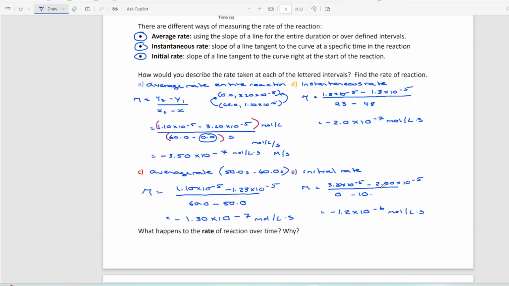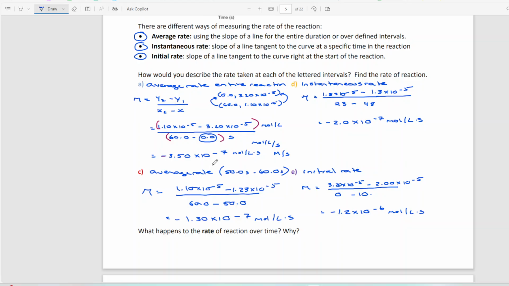So we've calculated 3 rates of reaction. We've got our initial rate at E, which started off at 1.2 times 10 to the negative 6. Then we did an instantaneous rate at D, which was negative 2.0 times 10 to the negative 6. And then we did an average rate C for the last 10 seconds of the reaction, where the reaction rate was negative 1.3 times 10 to the negative 7. Overall, the reaction rate was negative 3.5 times 10 to the negative 7.